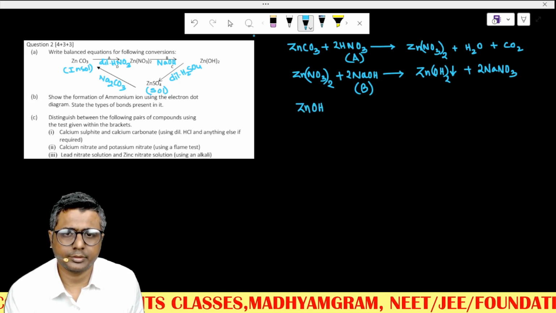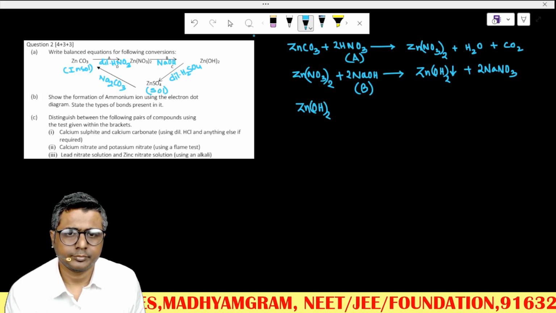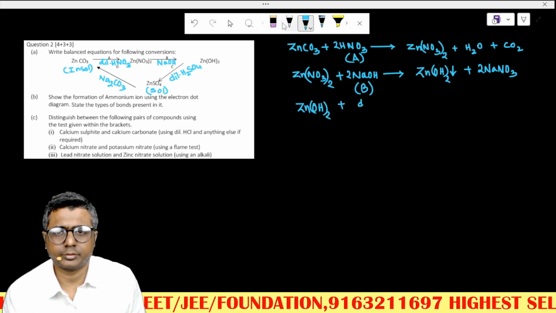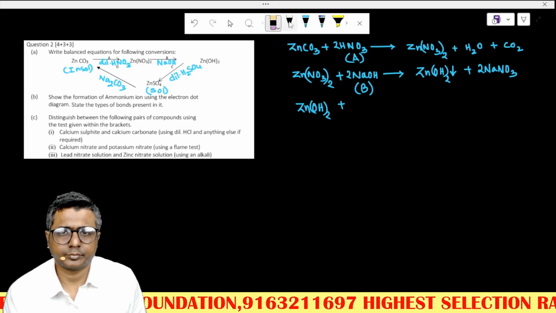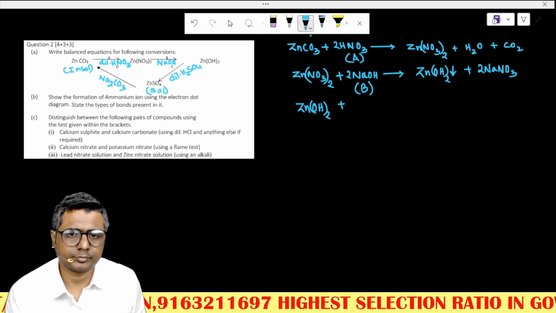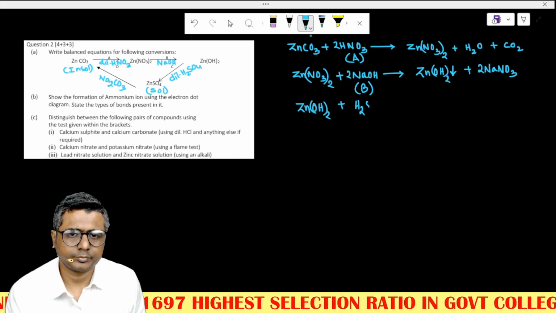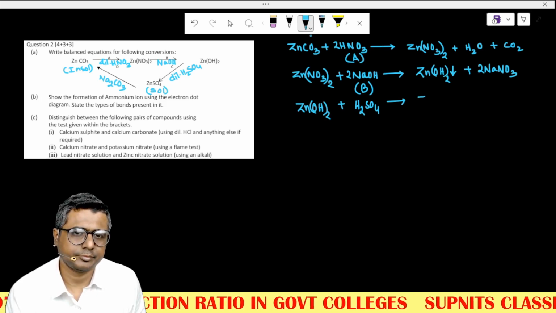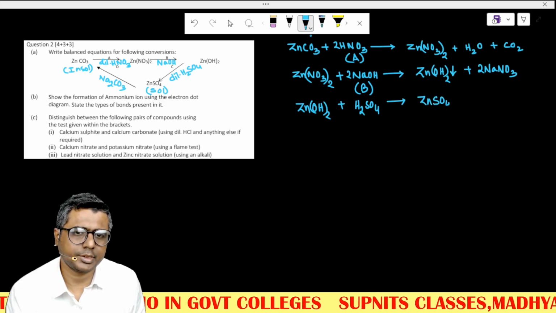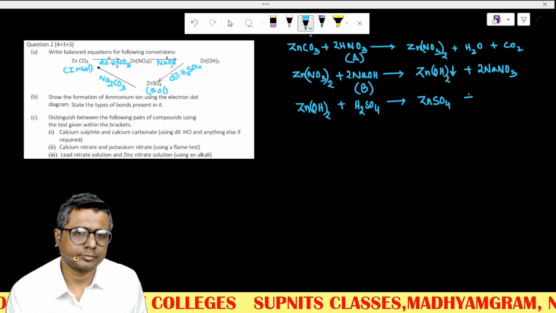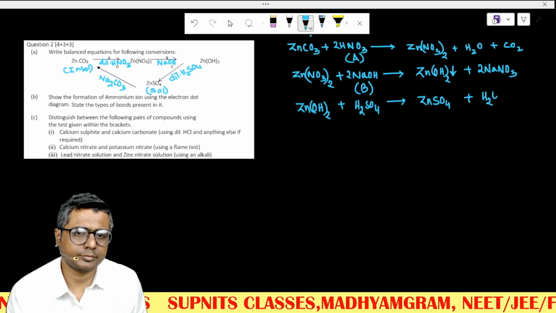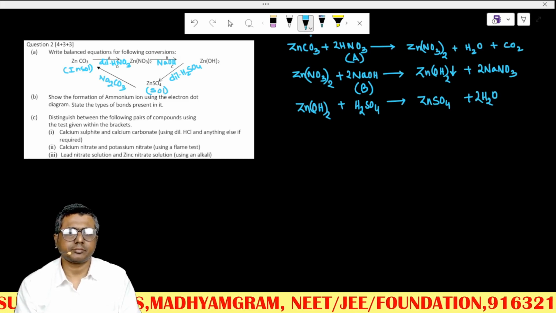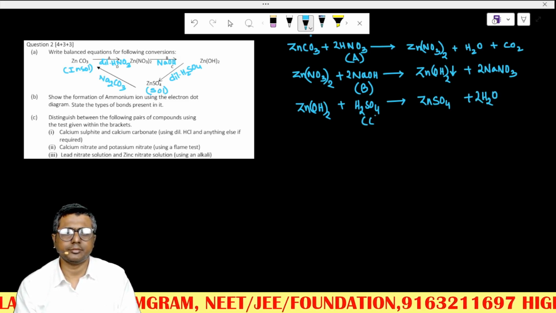Zinc hydroxide plus dilute H2SO4. So that is an acid plus base reaction. Zinc sulfate plus water. It's done. Next, this will be my C.